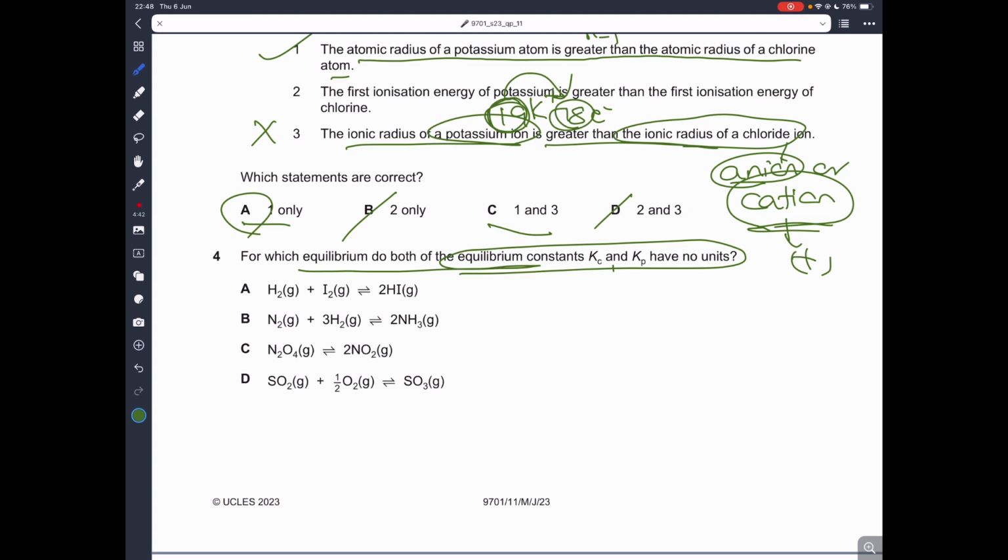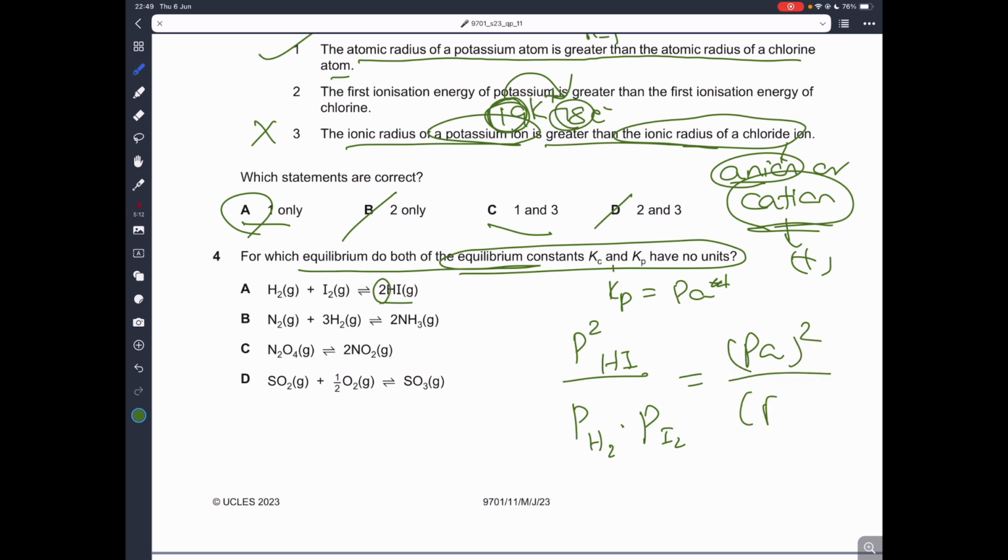This is Kp. Now, the unit of Kp is Pascal, so you have to know that. We write HI first, because there is a 2, you write P squared HI over P H2 times P I2. Now, the units are basically Pascal: Pascal twice on top, and Pascal for hydrogen and Pascal for iodine on the bottom. Because there are 2 times, it's basically a square, so you can cancel it out, so there are no units. So A is the correct answer.